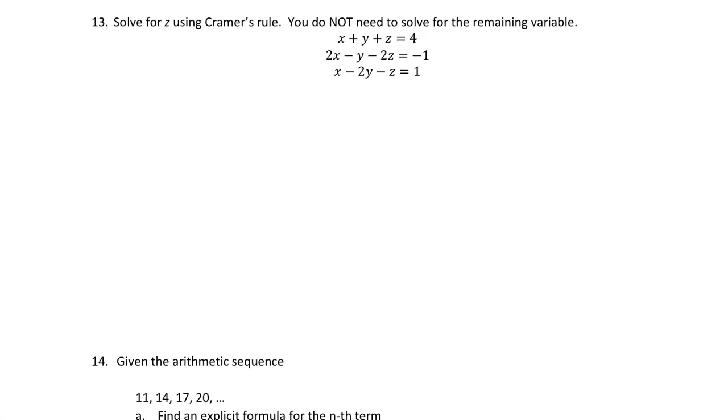Okay, Cramer's rule involves determinants. So we're going to solve for z. According to Cramer's rule, z is D sub z divided by D. So we need to find the D determinant. That's just the coefficients.